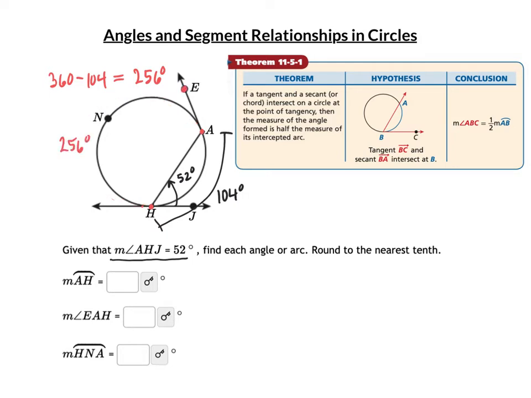Now notice how EA is also a tangent, and right here that angle would be half, the angle formed with a chord would be half of the arc it cuts. That's half of 256, which is 128 degrees. So the measure of AH is 104 degrees. The measure of angle EAH is 128 degrees. And the measure of arc HNA, that's from here, here, and here, all the way around, is 256 degrees.